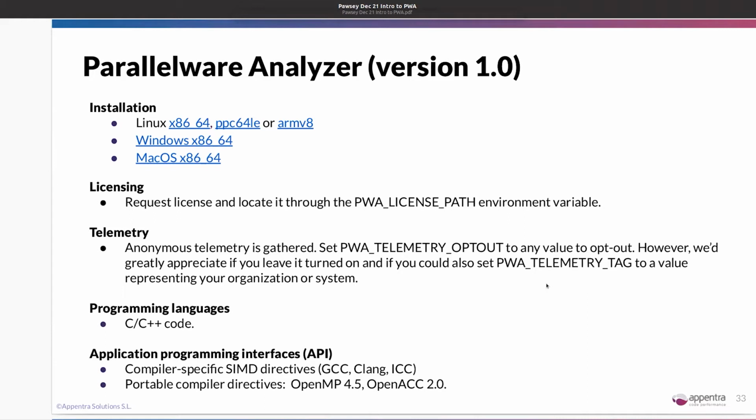Parallelware Analyzer requires a license. You can ask for one, and we have a trial period, and we will be happy to provide you with more time if you need. And we will be seeing this just in a moment on how to set up Analyzer in your system. Essentially, what you need is to set up an environment variable pointing to your license file.